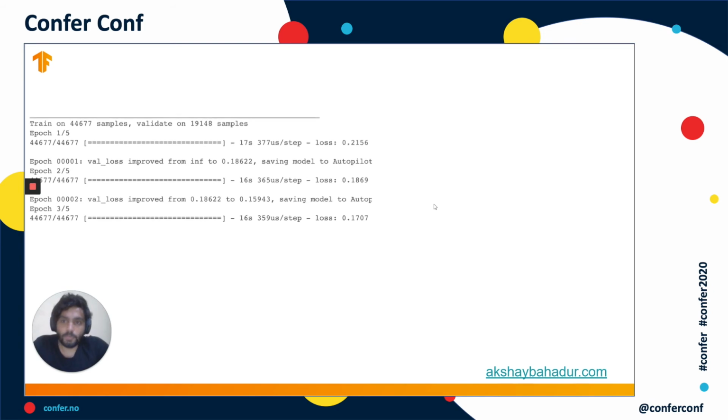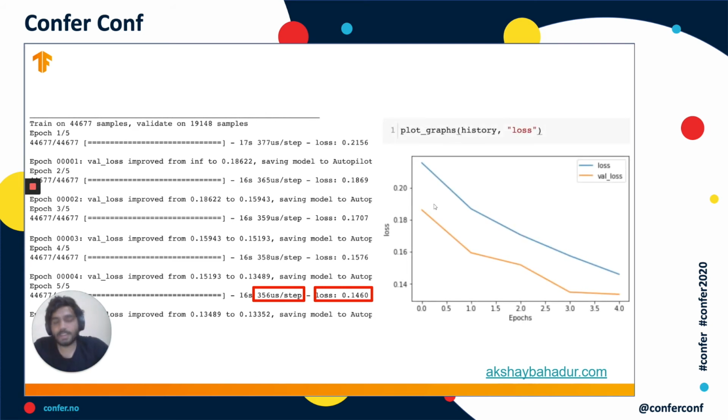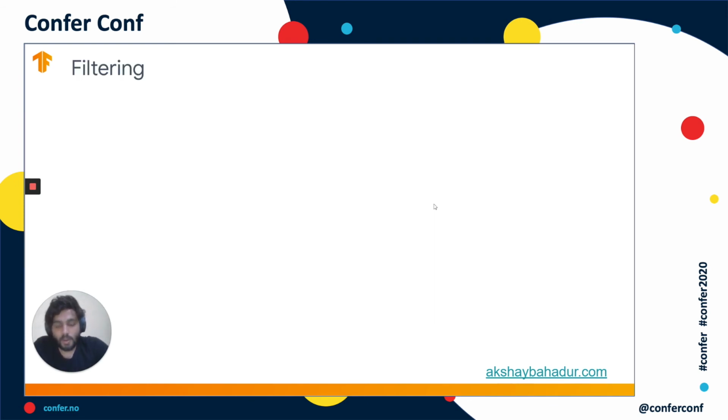Now, if I train this model, what I see is that it's still learning. The loss is around 0.14, and the time taken is around 356 microseconds per step. You can see the loss is going down, which means that our model is learning. So our model performs really well right now. Now we can even go one step further.